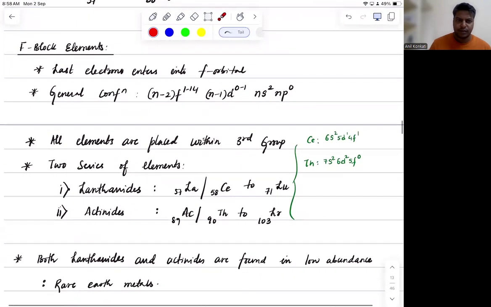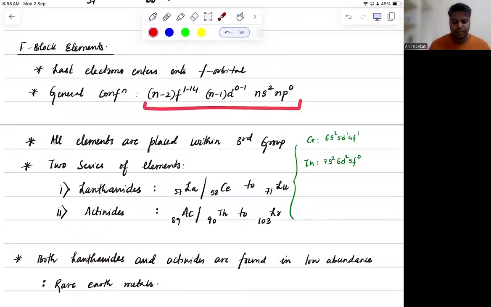Next, F block elements enter into the F orbital. This is the general configuration: (n-2) f1 to 14, (n-1) d0 to 1, and ns2. All the elements are placed within the third group only, and they've been identified as two series. One is the lanthanide series, the other the actinide series.